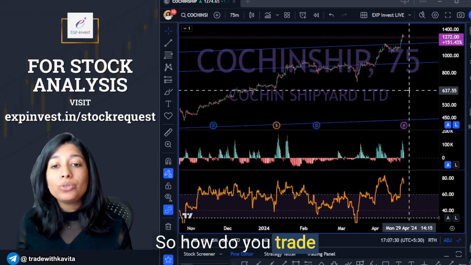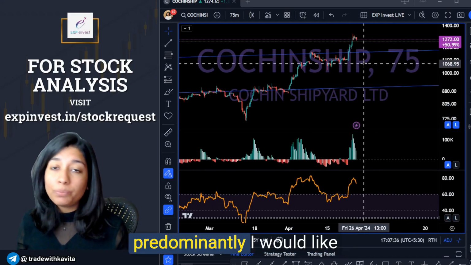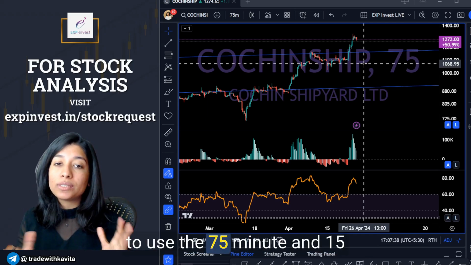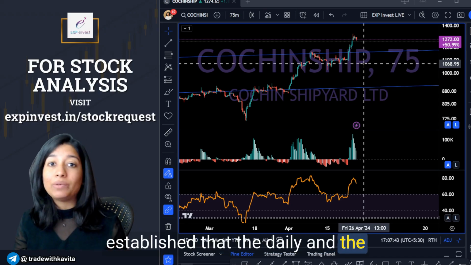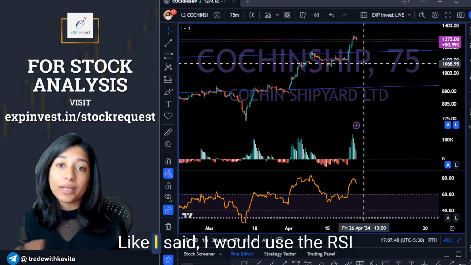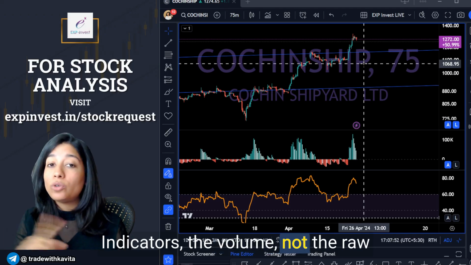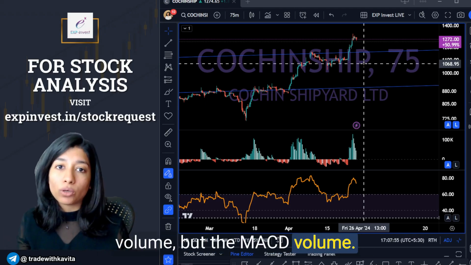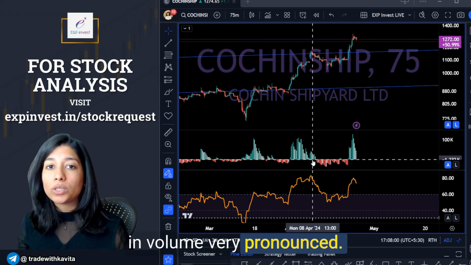So how do you trade this as a swing trader? I'll show you. As a swing trader, I would predominantly like to use the 75-minute and the 15-minute time frame after I have established that the daily and the weekly time frame are suggesting there is a very strong trend unfolding. For that, like I said, I would use the RSI and the volume indicators. The volume, not the raw volume, but the MACD volume. Why? Because as I said, MACD volume makes the changes in volume very, very pronounced.